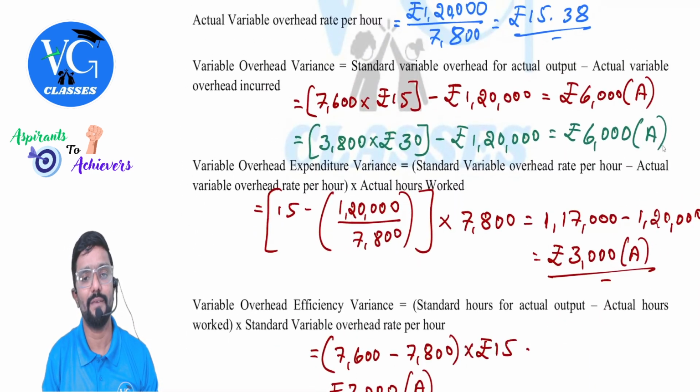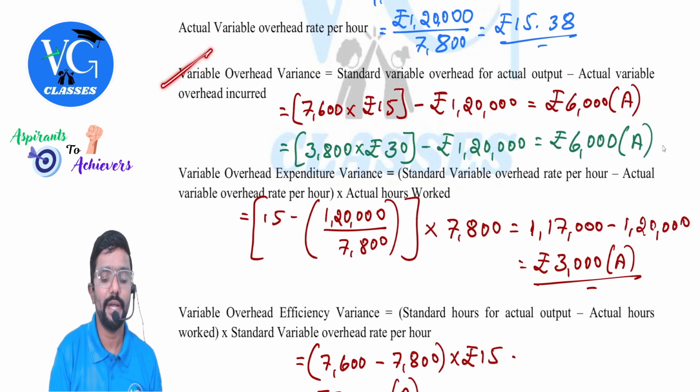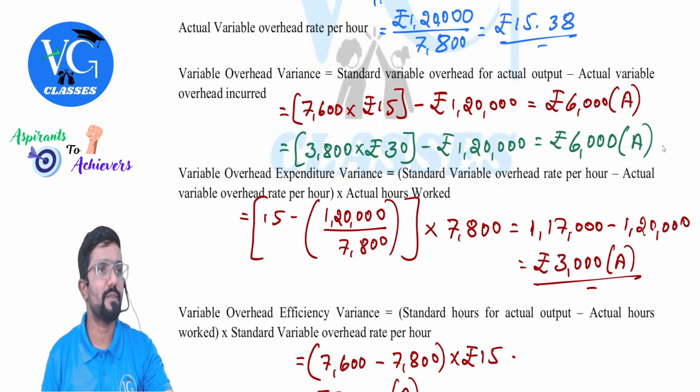Now translate the values in the formula. Variable overhead cost variance. What is the formula? Standard variable overhead for actual output.